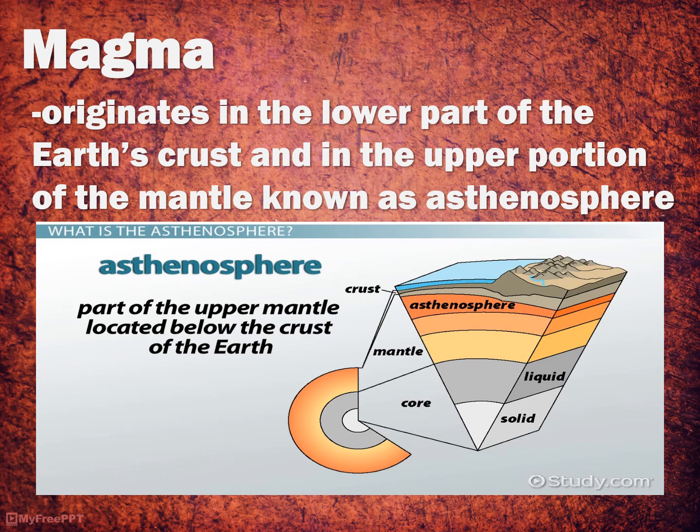These magmas originate in the lower part of the Earth's crust and in the upper portion of the mantle. As we all know, it is called the asthenosphere. It is between our crust and the mantle. Technically, it's a part of our mantle, but it's in the topmost layer of the mantle, just below our crust.